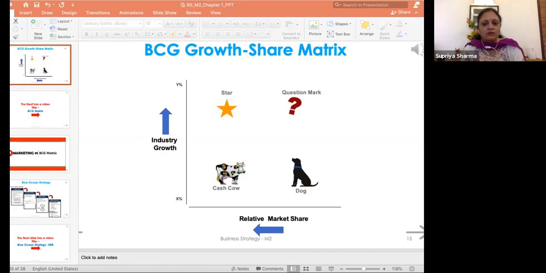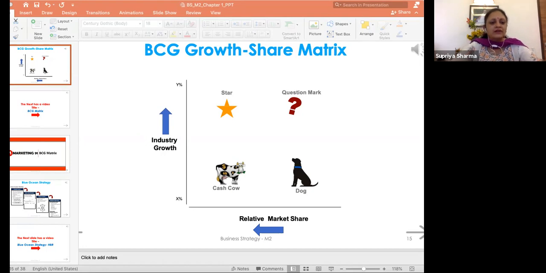And when we talk about market growth rate, it is industry sale this year minus industry sale last year. That is what gives the industry growth. So we don't have to get into the detail of this. We just have to understand what this BCG matrix is all about. This requires that both measures be calculated for each SBU. SBU is a strategic business unit.